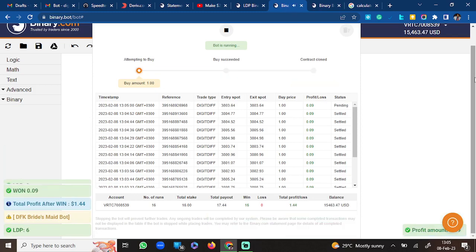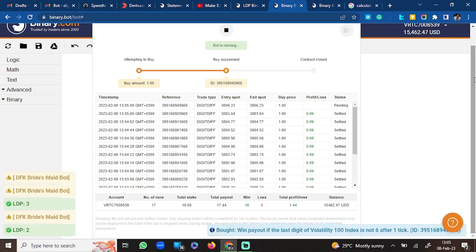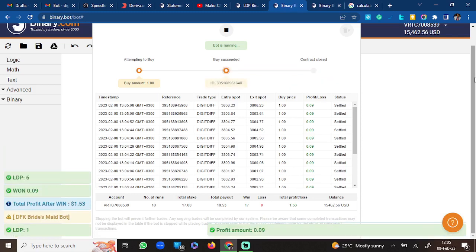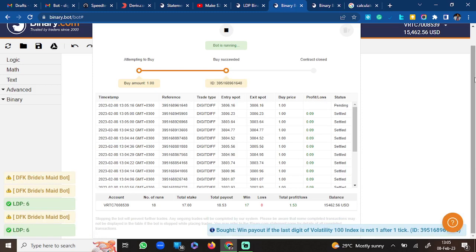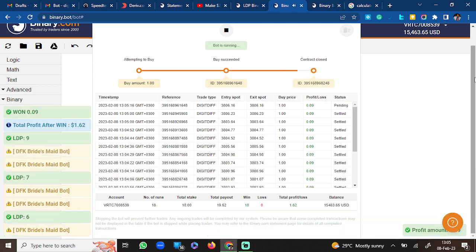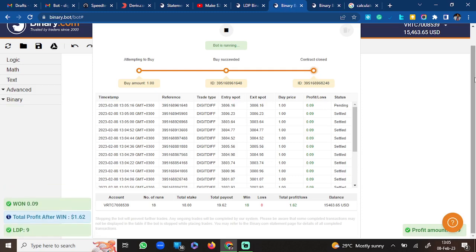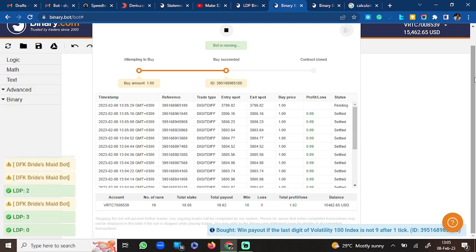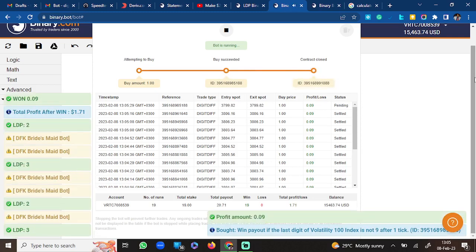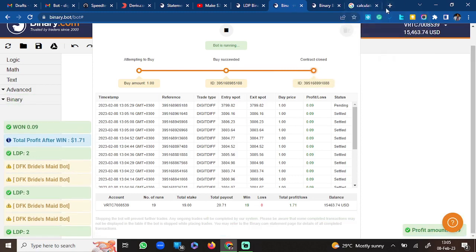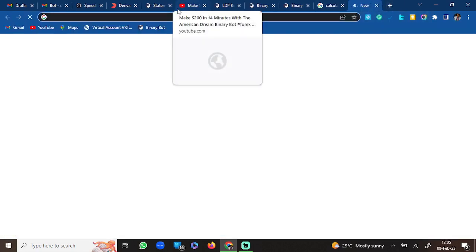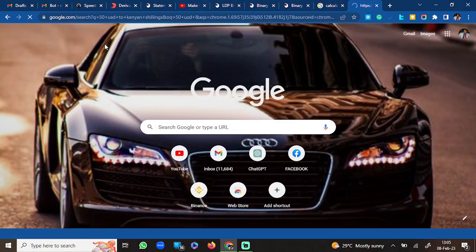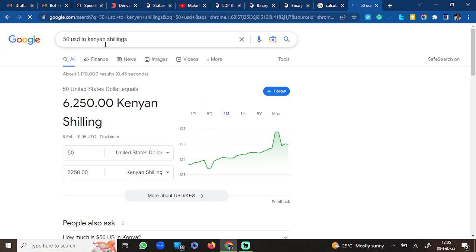And if you're making $50 a day, I don't think government employees, let me use this example of people working in government employment, like teachers, sub-county doctors, or even MCAs, make $50 per day. Let's see, in Kenya shillings right now, if you are in Kenya, how much 50 USD is. 50 USD to Kenya shillings is 6,250 per day.